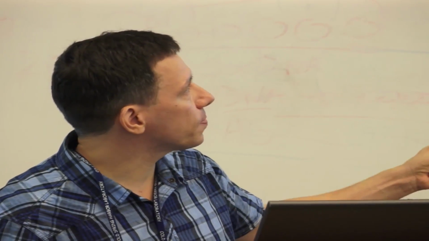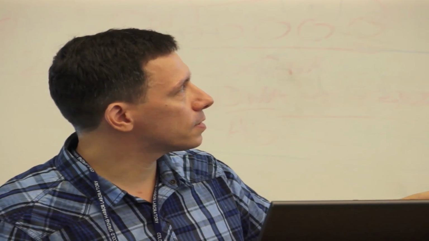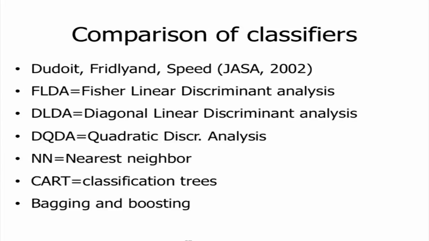One of the first papers to evaluate these predictors in the realm of gene expression data was written by Dudoit, Fridlyand, and Speed. And they evaluated linear discriminant analysis, diagonal linear discriminant analysis, nearest neighbor predictors, classification trees, bagging, and boosting. Remember, I taught you several prediction methods. And of course, we want to know how well they perform in practice.